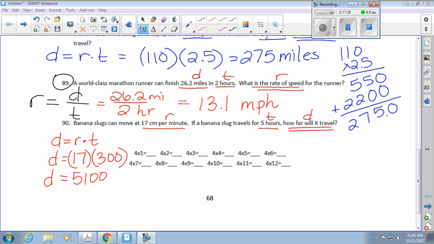Centimeters. Nope, not per, just centimeters. Oh, it's a distance. Good job, Michael. So 5,100 centimeters. Some people are going to look at this a little differently. They're going to say distance equals rate times time.